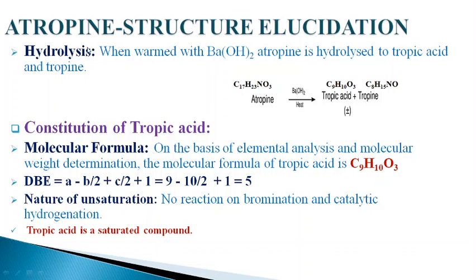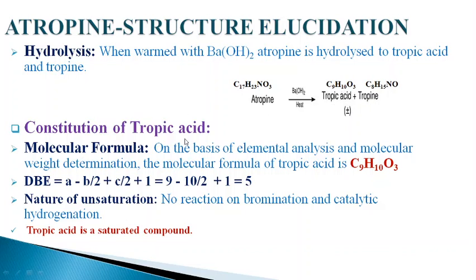Next we come to hydrolysis, which is very important in the case of atropine, and it gives an important indication about the structure of atropine. When warmed with barium hydroxide, atropine converts into tropic acid and tropine. Tropic acid has the molecular formula C9H10O3, and tropine has the molecular formula C8H15NO. First we will discuss the tropic acid part.